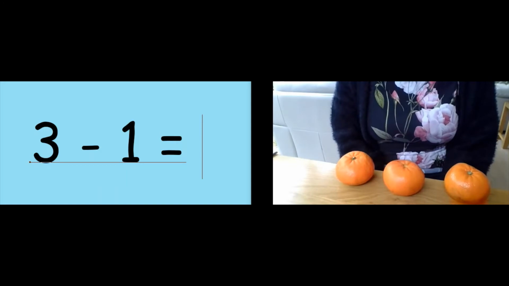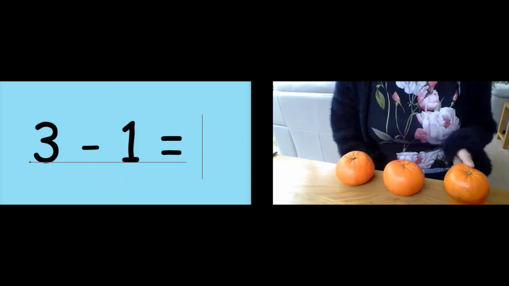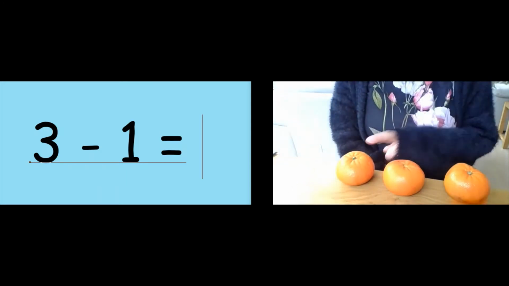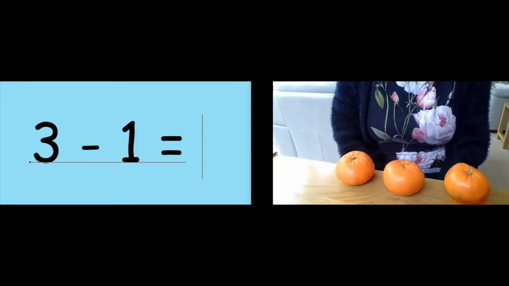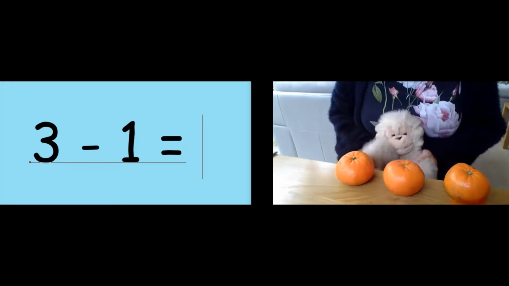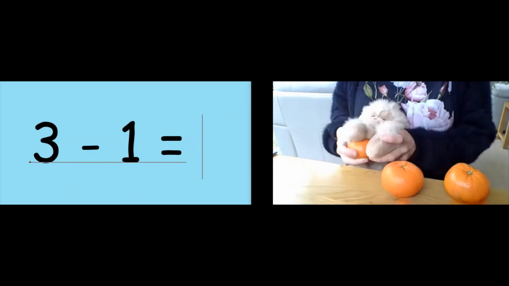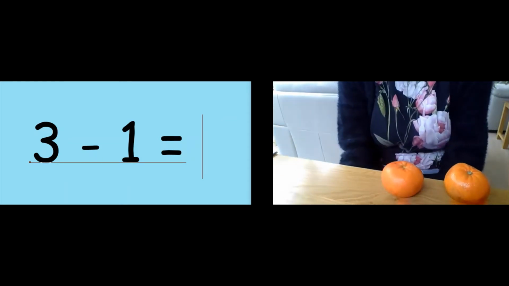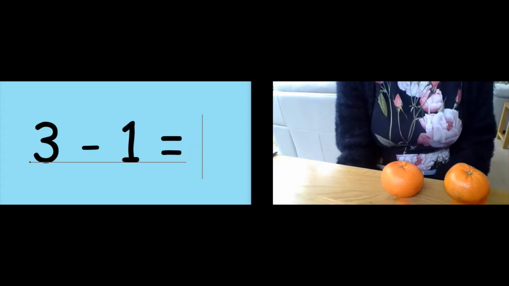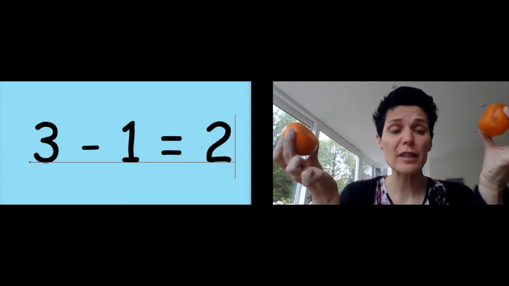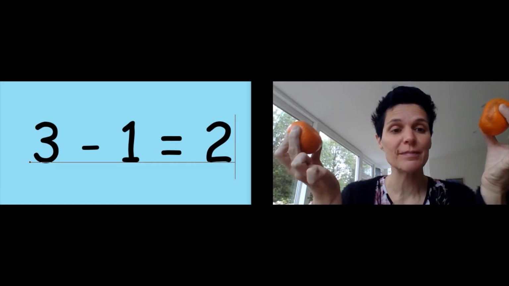Today we're learning about subtraction. Subtraction is when we take things away. For example, here we have 1, 2, 3 tangerines. Our cheeky monkey takes 1 tangerine away. Now there are only 2 tangerines left, so 3 subtract 1 is equal to 2.